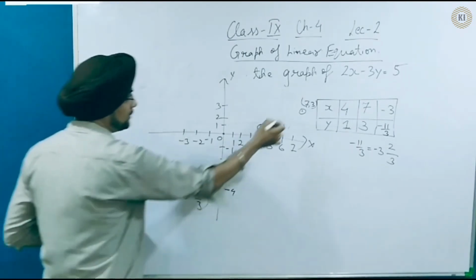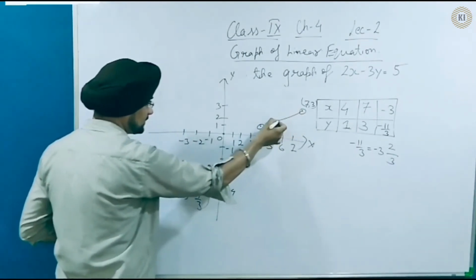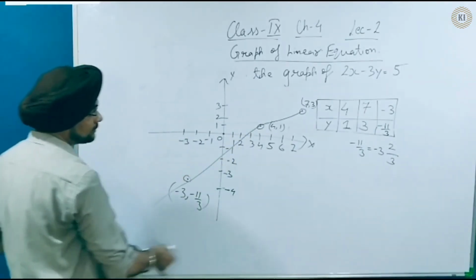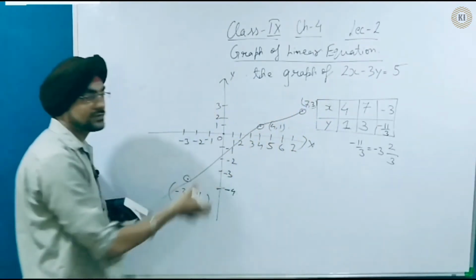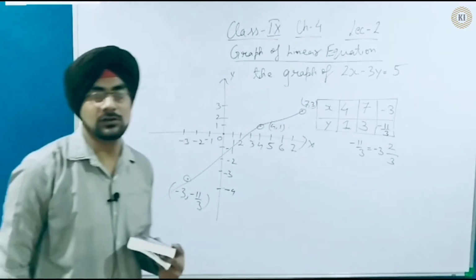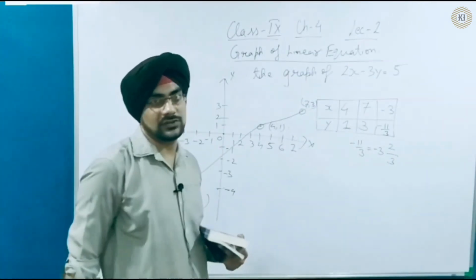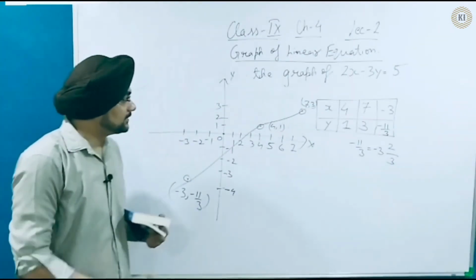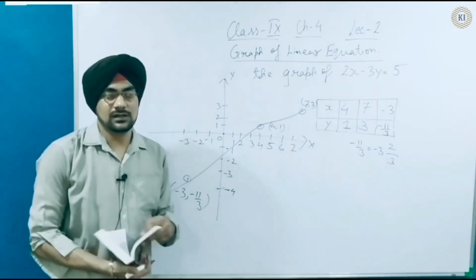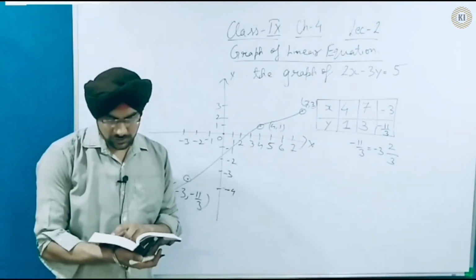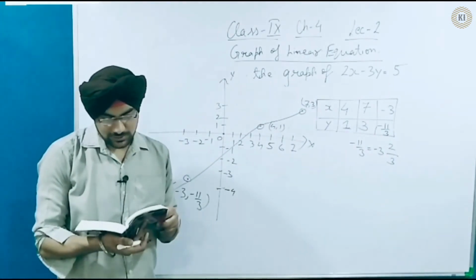Now when you join all these points on the graph paper, it will form a straight line. So this will be the representation of the equation on a graph paper.